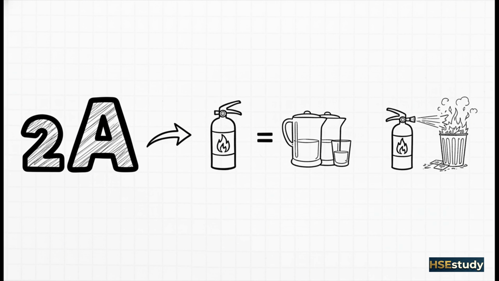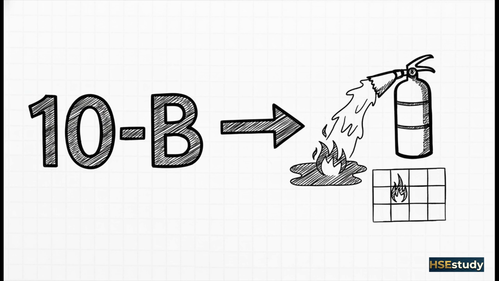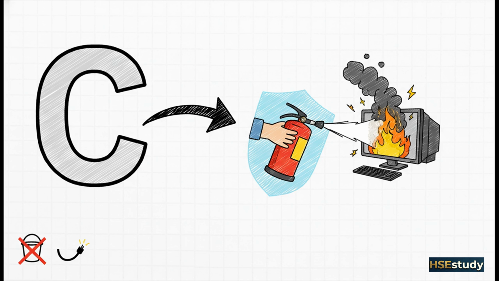Then you see 10B. That means it's also rated for flammable liquid fires, and it has enough power to handle a blaze covering about 10 square feet. This helps you quickly judge if the extinguisher you're holding is big enough for the job. And finally, we have C. Now notice there's no number in front of it. Why? Because C isn't about power, it's about safety. It's a simple yes or no rating that tells you the agent inside is non-conductive. It's safe to use on a live electrical fire without risking electrocution.